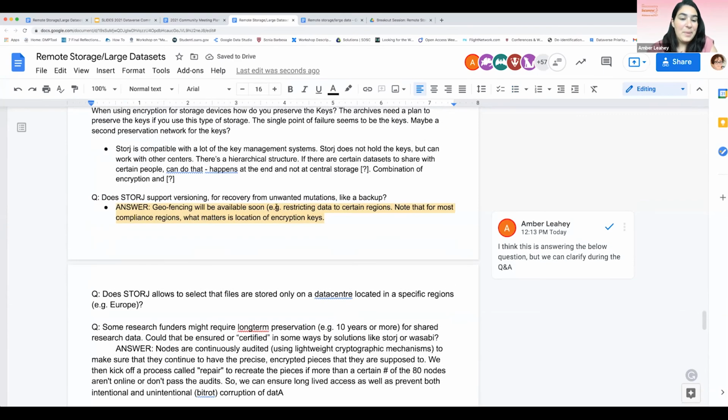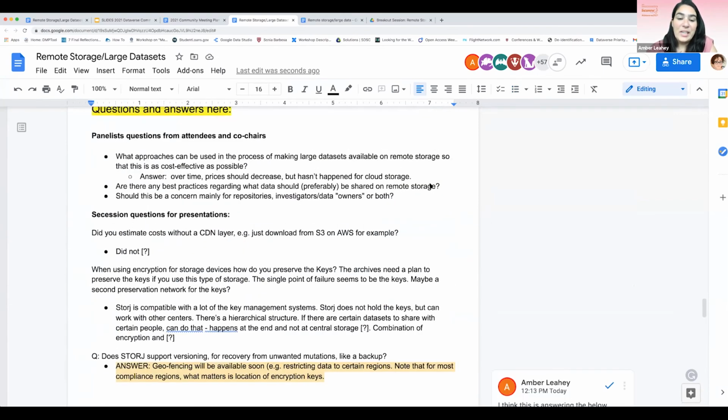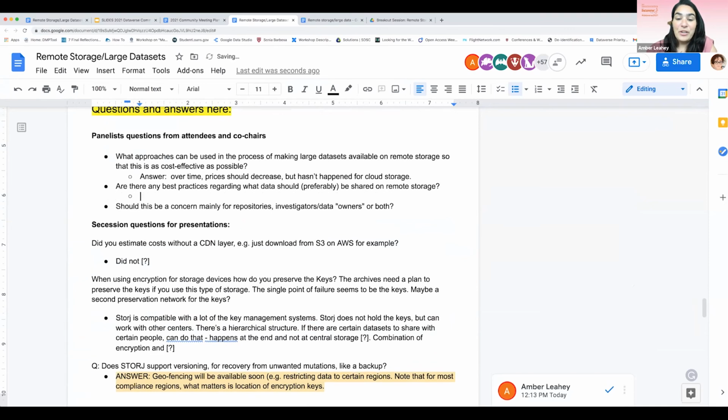Are there any best practices regarding what data should preferably be shared on remote storage versus local storage? Is there anyone willing to take that one?